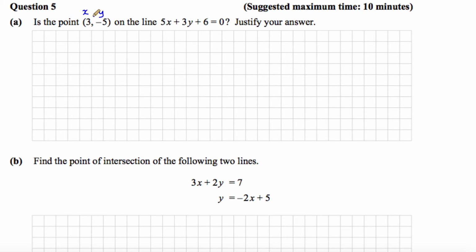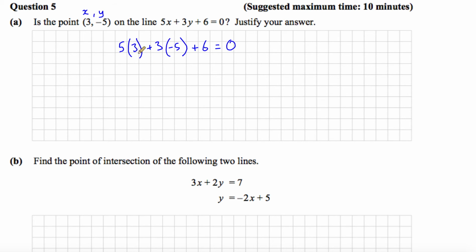So what we're going to do is substitute those x and y numbers into the equation, in the position of x and y, and we're going to see, does this satisfy the equation? So we have the equation. Instead of 5x, we're going to have 5 by 3. The x here has been replaced by the number 3, plus 3 bracket minus 5, because y is minus 5, that's the y part of the point, plus 6 is equal to 0. So we're just going to see, is this true?